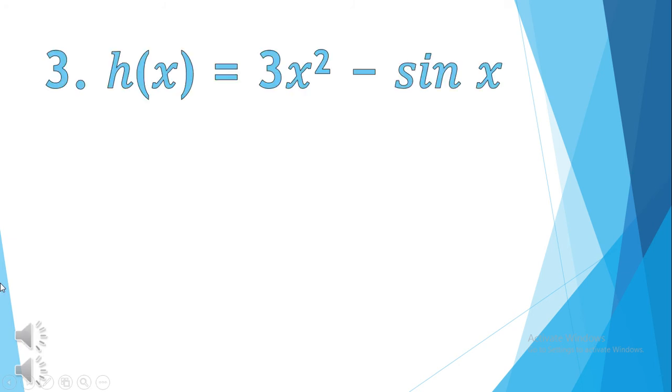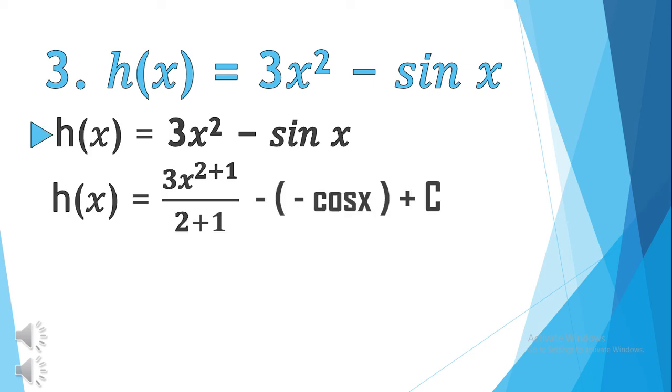h of x is equal to 3x squared minus sin x. First, add 1 to the exponent and copy it to the denominator, and also solve the trigonometric function, which is the negative sin x. So that would be h of x equals 3x raised to the power of 2 plus 1 over 2 plus 1 minus negative cos x.